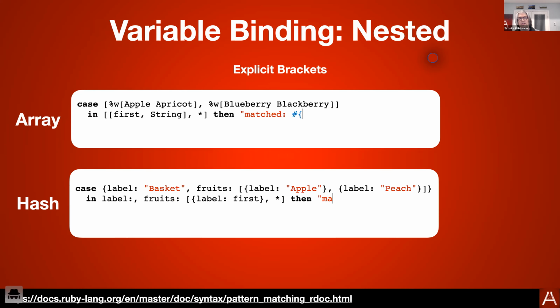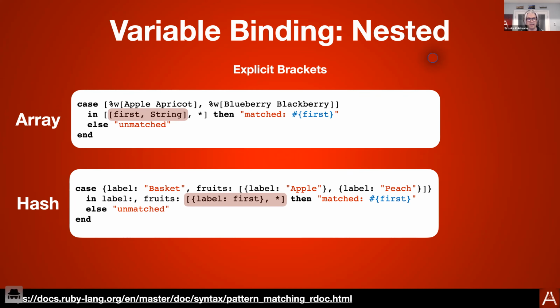There are cases I want to point out where you might want to do something a little bit more complicated, where you have an array and you have a hash, but they're nested. They have things within them. So in this first example, we have to use explicit brackets. If you remember when I was telling you earlier that the brackets and the braces are optional, well, they have to be required in this case, because when you're doing nested pattern matching, you need to be explicit in order to teach Ruby what that pattern looks like. And so you have to bring back that syntax.